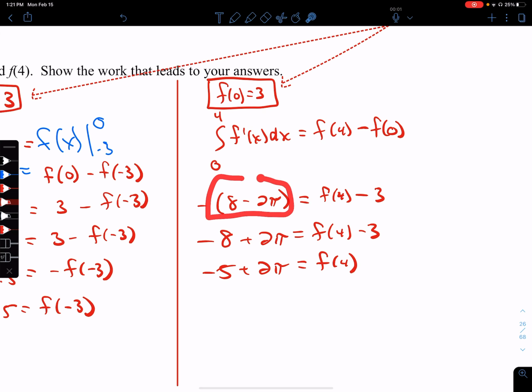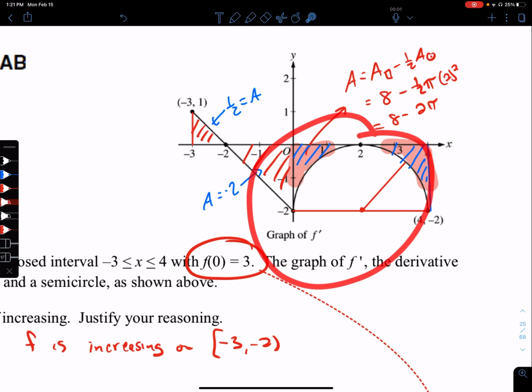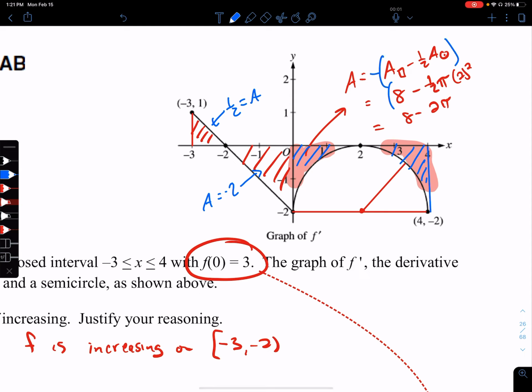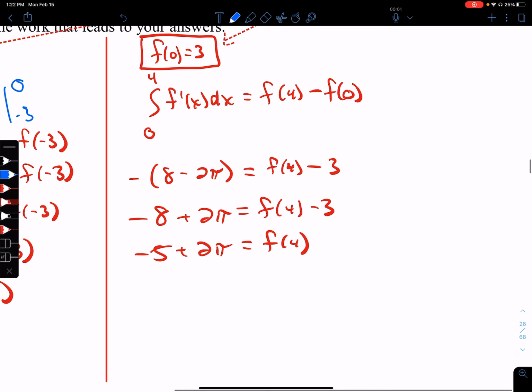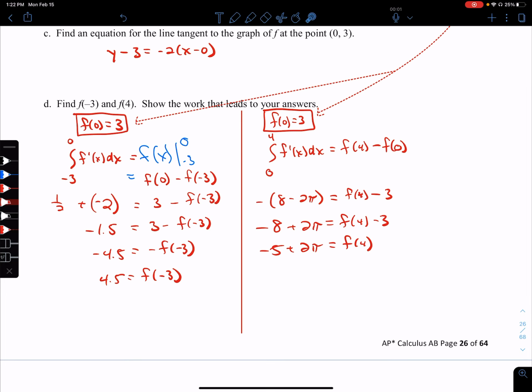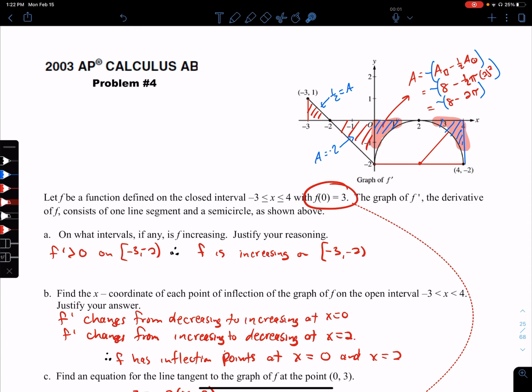So this is the area of the shaded part. It's negative because it's under the x-axis. If I wanted to be a little bit more accurate here, let me change this to show this area is negative. That's better. So we got the area. If you distribute the minus, and if you add 3 to both sides, f of 4 is negative 5 plus 2 pi. All right, that concludes this little explanation of 2003 AP question, problem number 4.